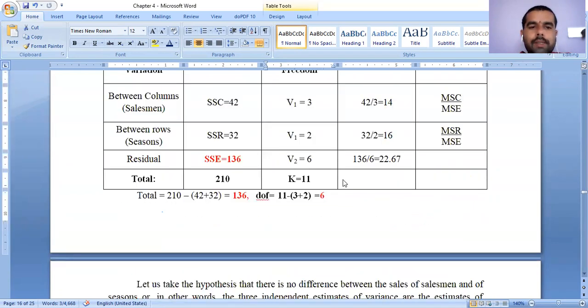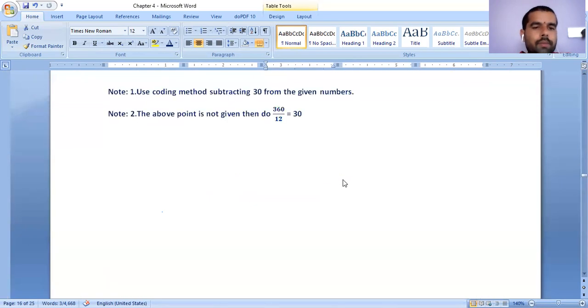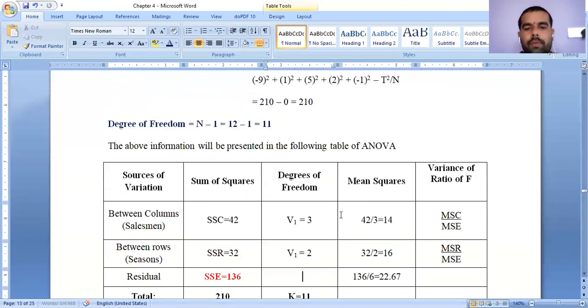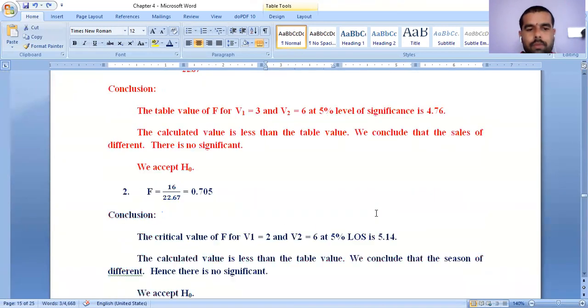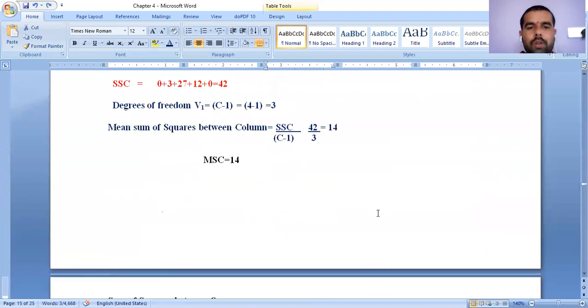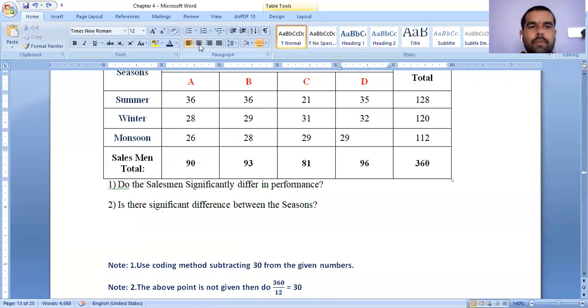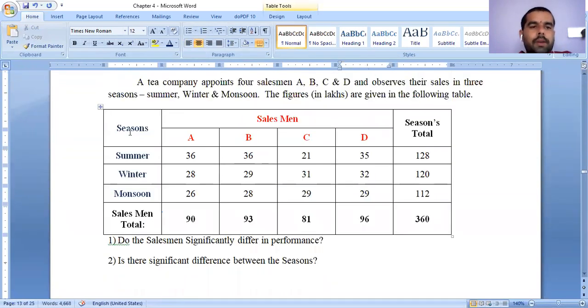So you observe carefully once again. This is the given question: salesman and summer seasons. To identify a two-way classification, the upper part is one side and this is another side. The information for the two sides will be available. We call it two-factor analysis.